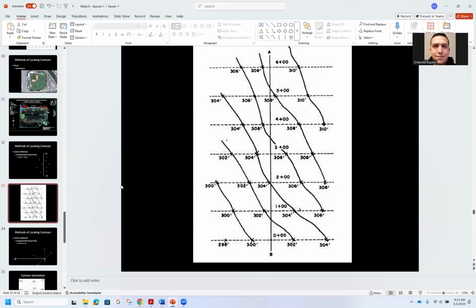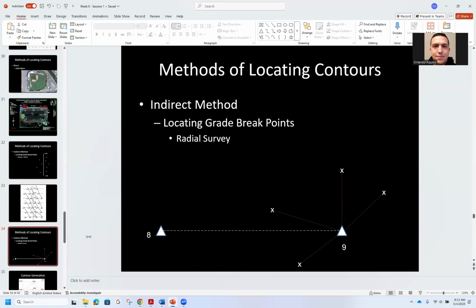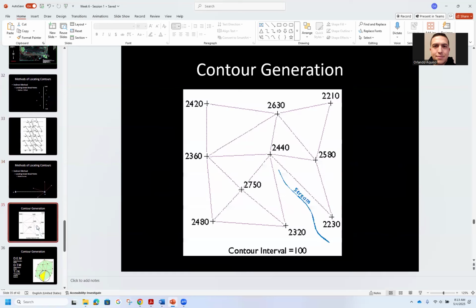What we do now is what we call the interpolation method or indirect method, where again, you set up on a site, on a point, backsight another point, and then you just take measurements. And again, you can do it in that grid pattern, or radial surveying, as they say it. But you would do it in a grid pattern, and then you would build a triangulation network. And that triangulation network would give you points and interpolate elevations in between those points that you tied in.